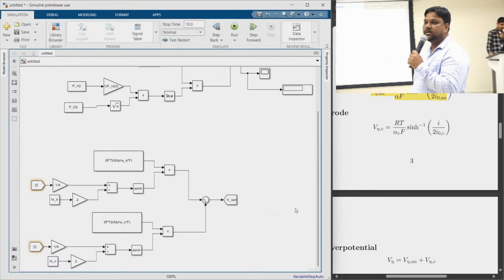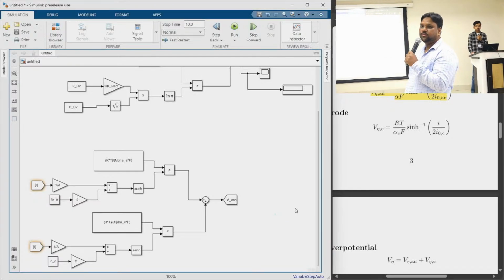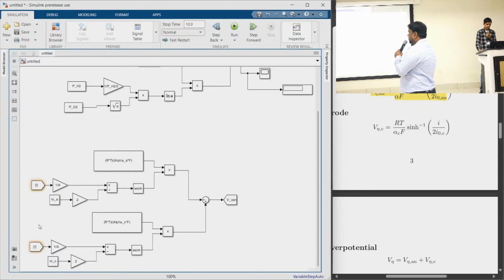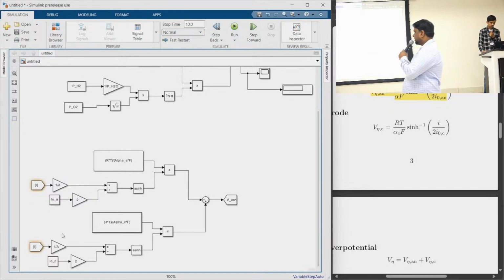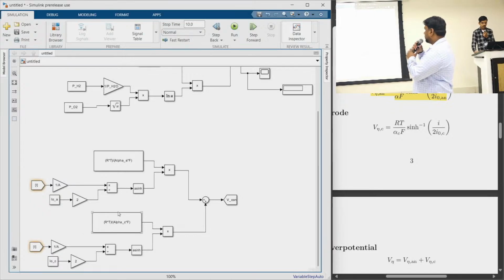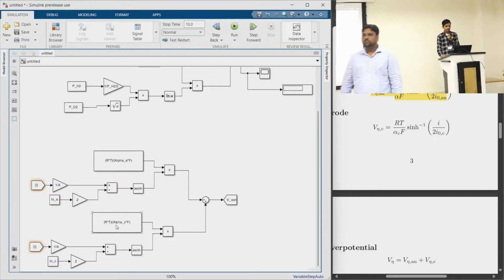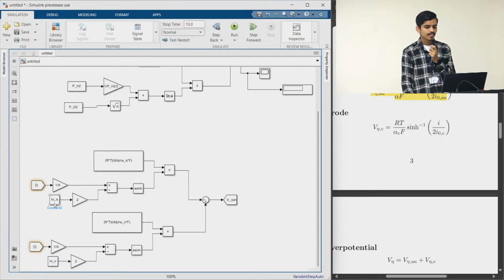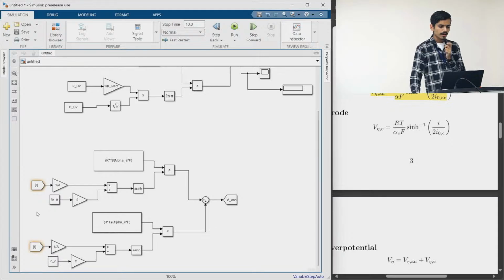An important thing here is the unit of each parameter. That has to be proper, otherwise you will not get the actual voltage unit. So the top one is the anode, and this I naught underscore A, A denotes anode, and below, the copy of the top one, is the cathode. In the above one, we are using alpha A for the anodic charge transfer coefficient. In the lower one, we are using alpha C, the cathodic charge transfer coefficient. In the above one, we are using the exchange current density of the anode, and similarly in the lower one, the exchange current density for the cathode. Apart from that, everything is the same.